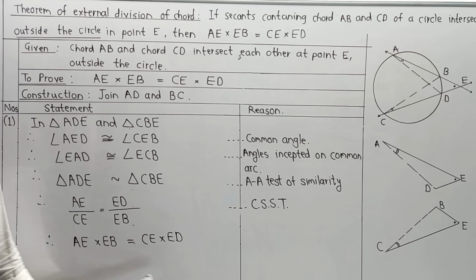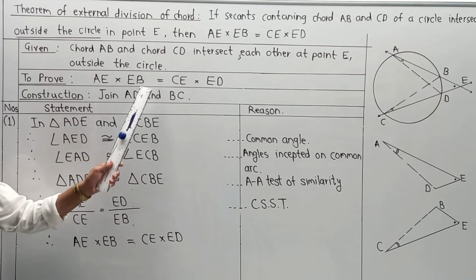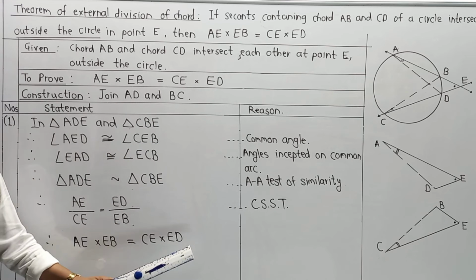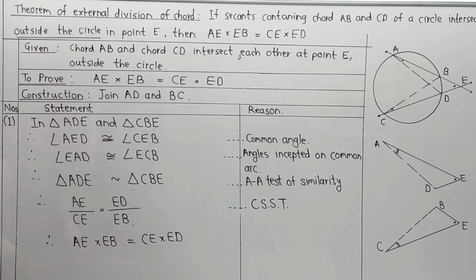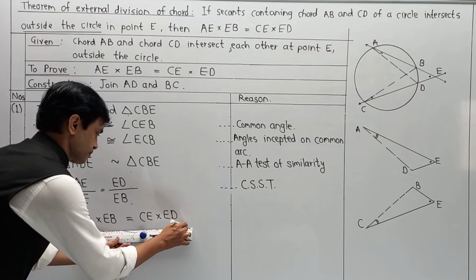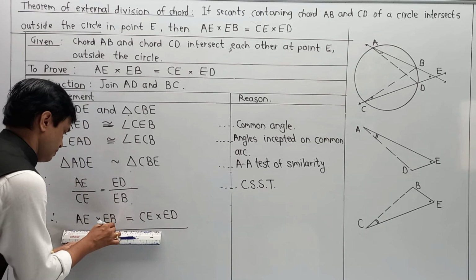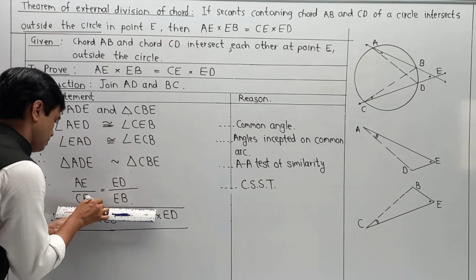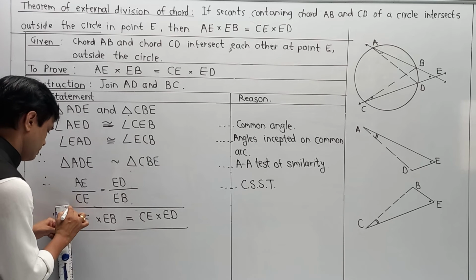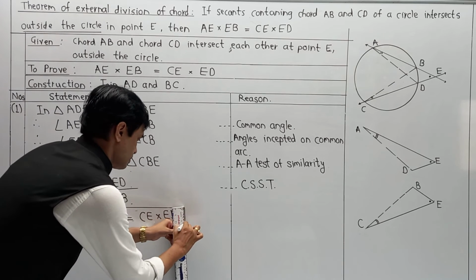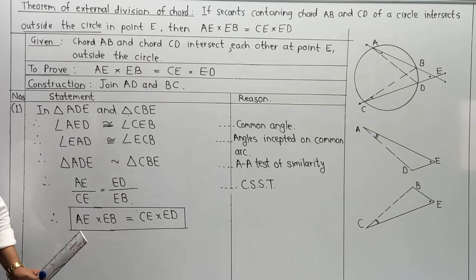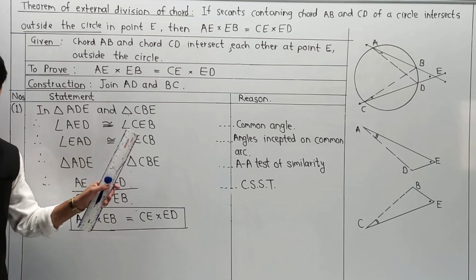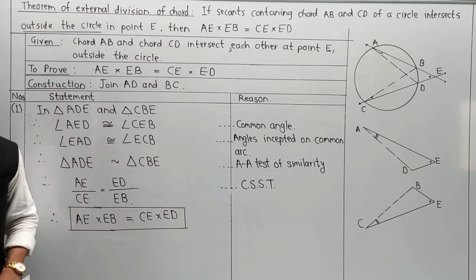Remember student, this is your final answer as expected: AE into EB is equal to CE into ED. And as it is the final answer, I am going to make a box around it. Remember student, they have given this theorem in the form of a fill in the blanks format in your textbook. Cross check it and complete it.